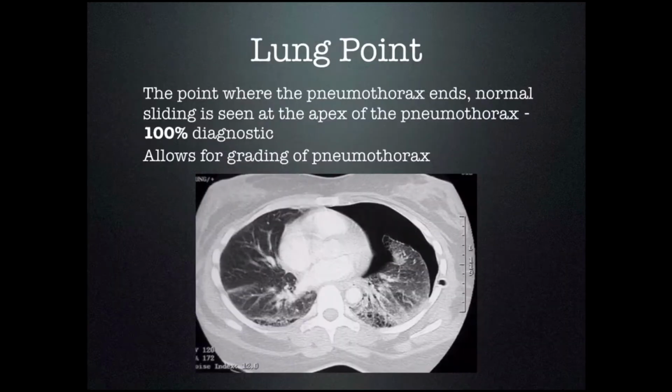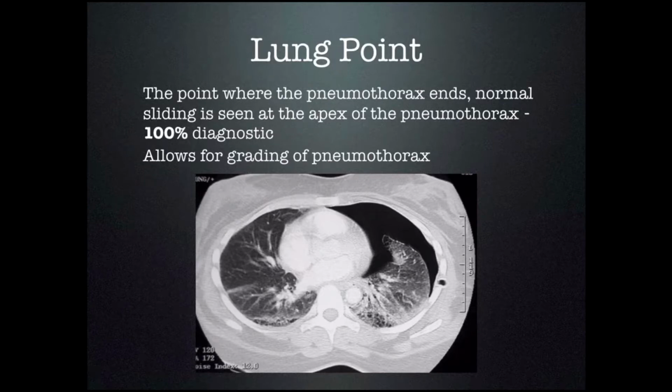So what is a lung point? The lung point is the point where the pneumothorax ends and normal sliding is seen. This is the apex of the pneumothorax, or where the pneumothorax ends and the two pleural surfaces begin touching each other again. This is 100% diagnostic for a pneumothorax.